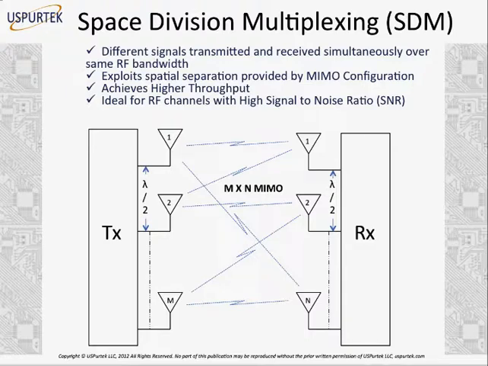So space division multiplexing is used to achieve higher data rates instead of signal quality. So it works well when the signal to noise ratio of the channel is high. In other words, the data carrying capacity of the channel is high. Therefore, multiple data streams can be sent over spatially separate radio beams, but over the same RF bandwidth.